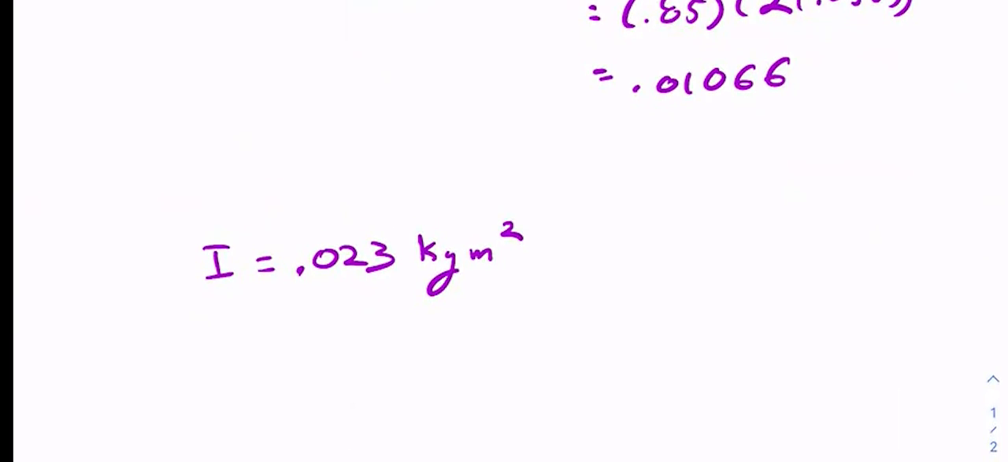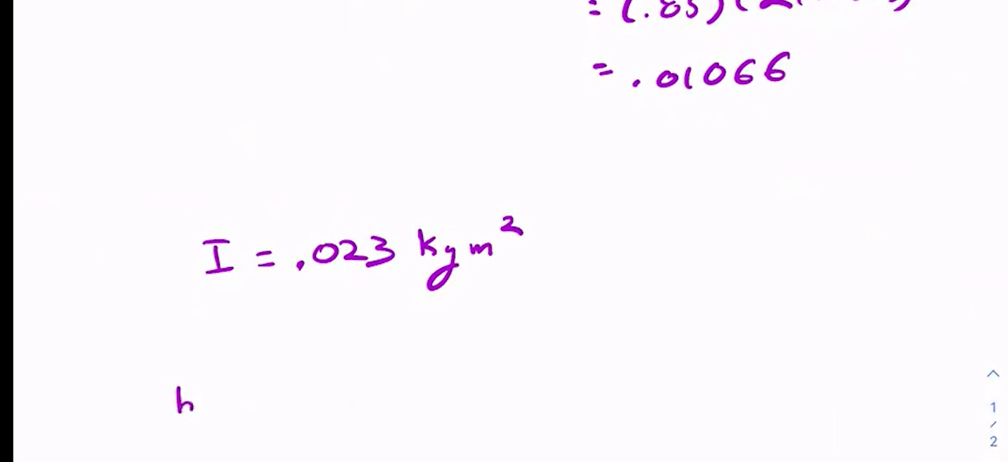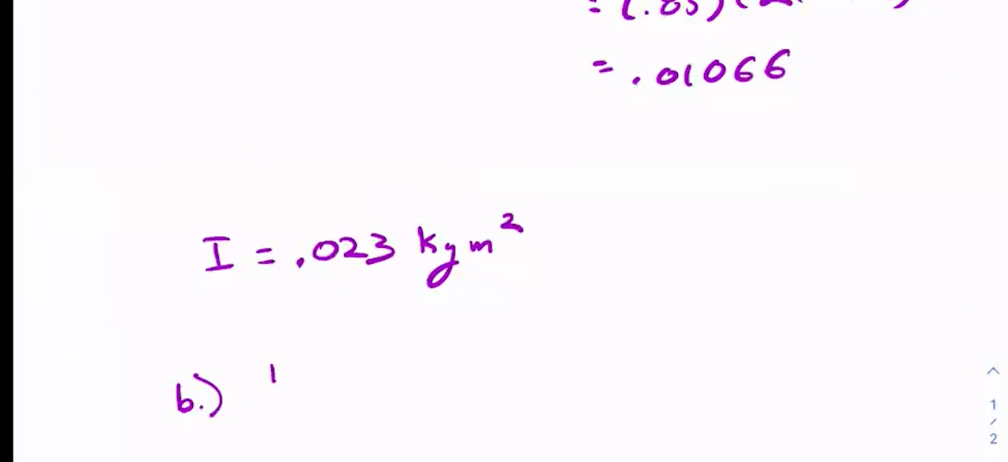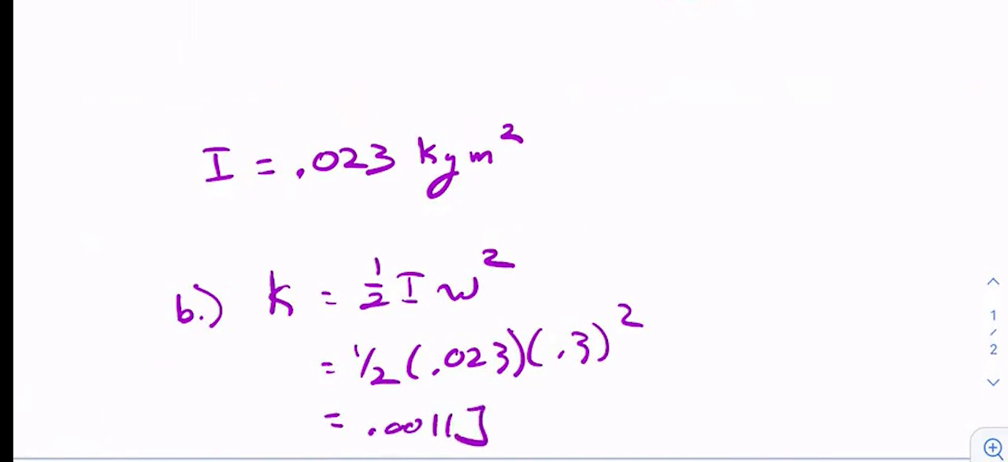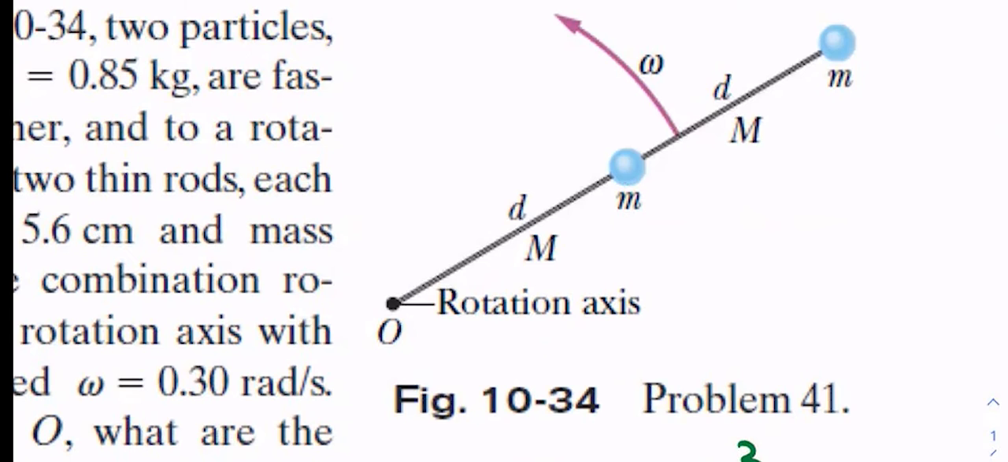Part B asks me to find the kinetic energy. All right, well, the kinetic energy is just 1/2 I omega squared. I got 0.0011 joules.